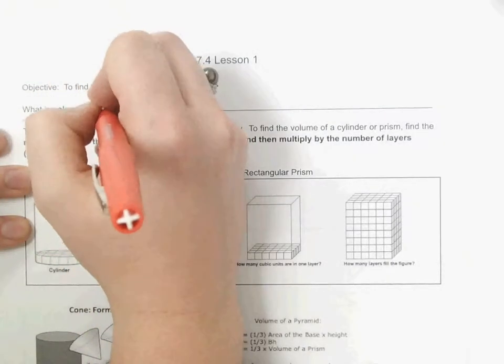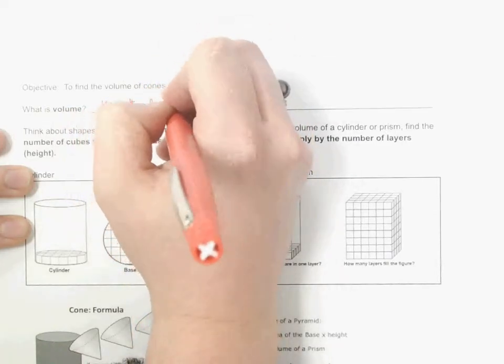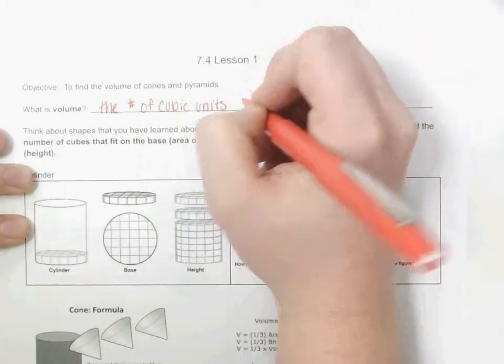And volume is the number of cubic units that it takes to fill an object.